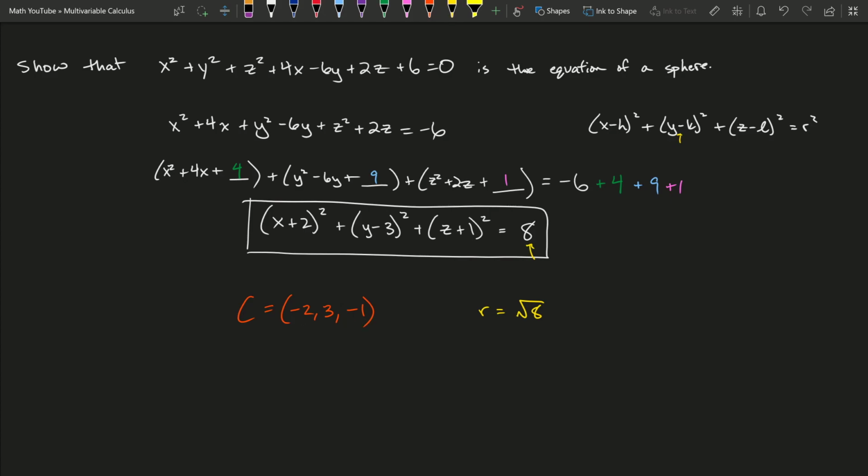So I just wanted to make sure that we knew how to write the equations of spheres before we move on to more complicated things, because it's going to be important that we can write the equations of spheres, because spheres are going to come up a lot in multivariable calculus.